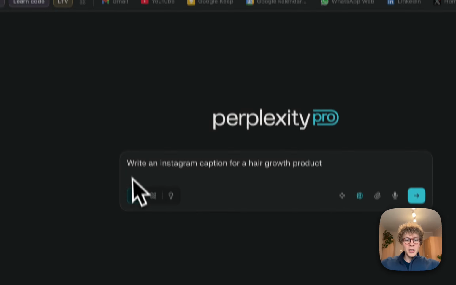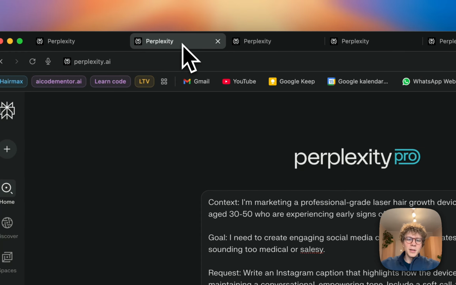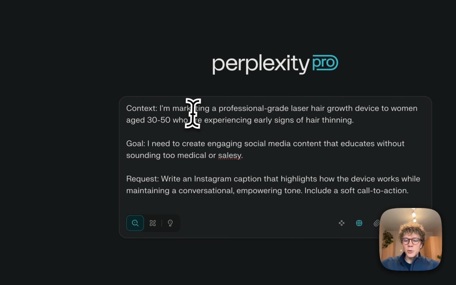So here we have a very general prompt, like write an Instagram caption for a hair growth product. Now, if we want to use the primer method, we have to think about three parts of a prompt. First is context, the second is goal, and the third is request or task.